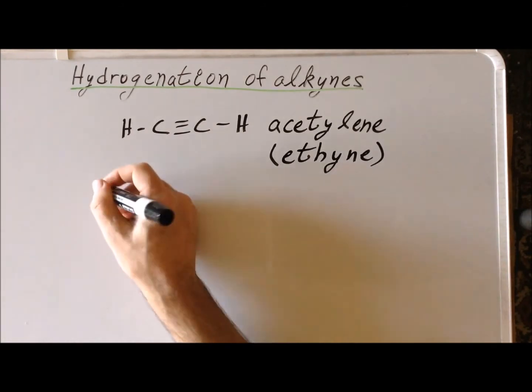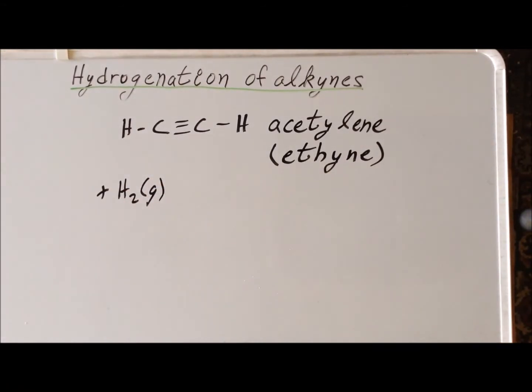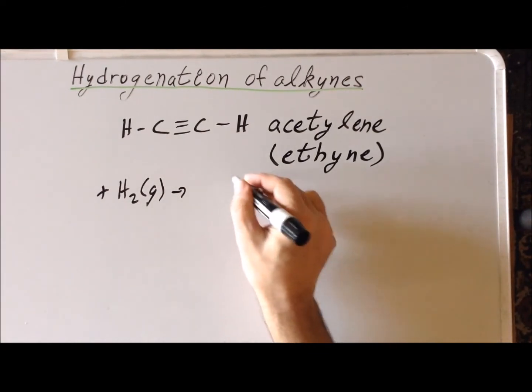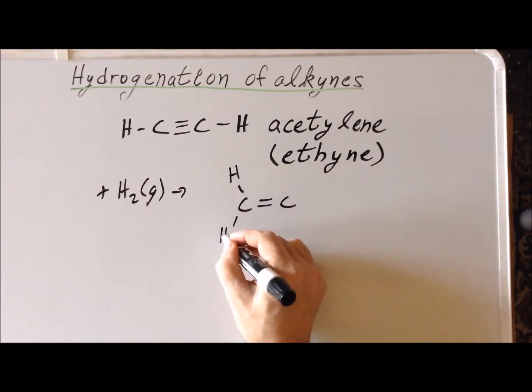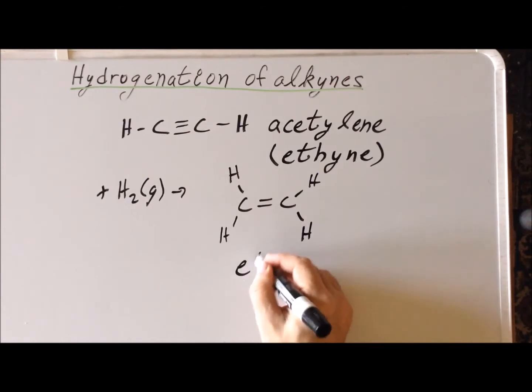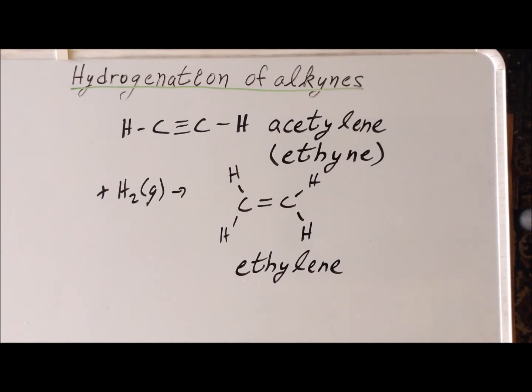Anyway, if we react this with hydrogen gas, we are able to reduce the alkyne to an alkene, and again we have an incredibly important alkene, which is called ethylene. Ethylene is widely used industrially as a gas to accelerate the ripening of unripe fruit. So it is the only gas that is also a plant hormone.